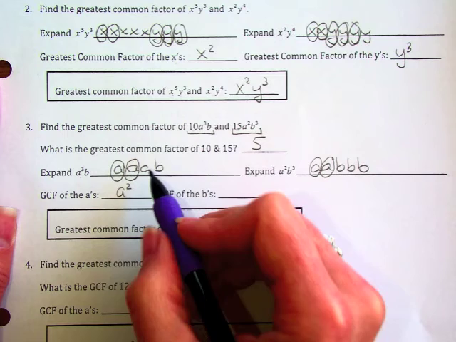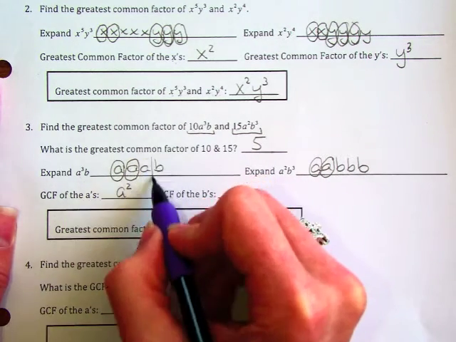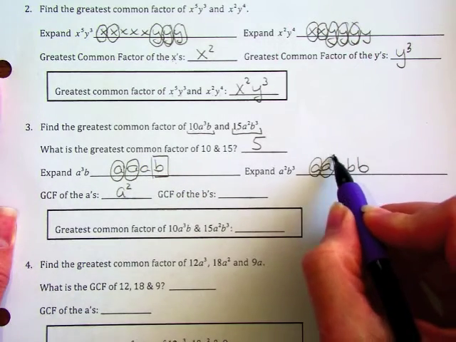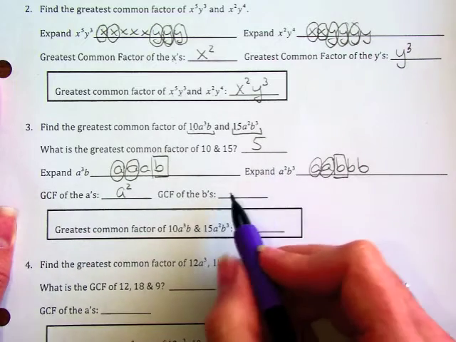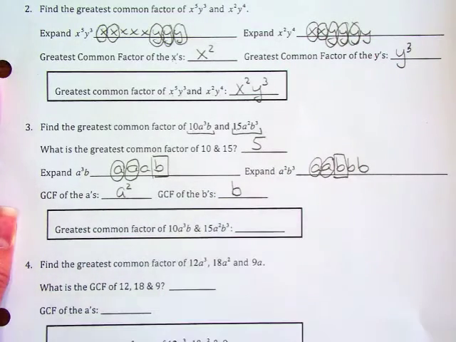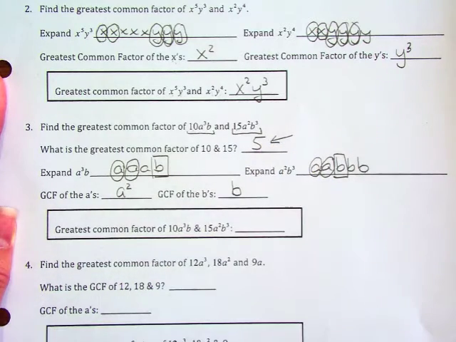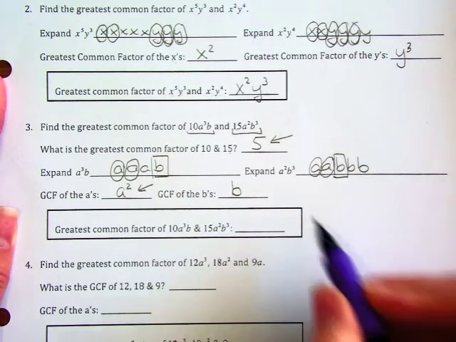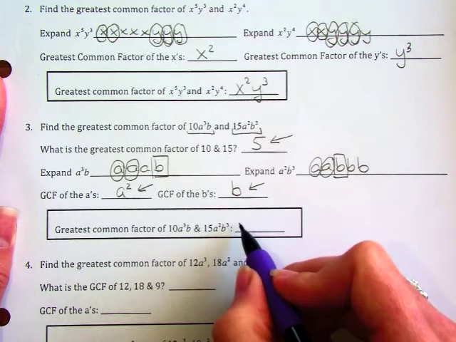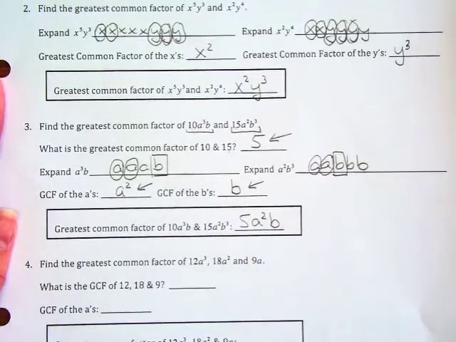Okay, now we have to look at b's. Looking at my b's, here I have 1 b, here I have 3. The biggest amount of b's that I have in common is 1 b. Each monomial has at least 1 b. And so I have a common factor of b for my b's. Okay, putting that all together, we have the 5 for the coefficients, the a squared for the a's, and the b for the b's. Writing that out says I have 5a squared b as my common factor.